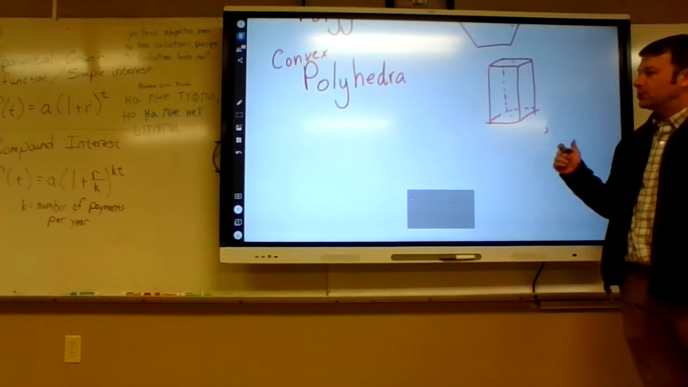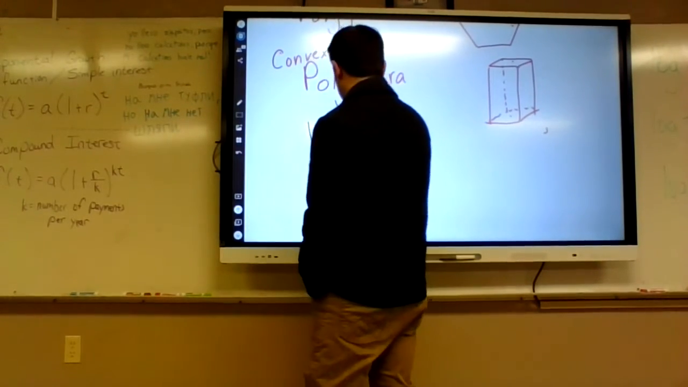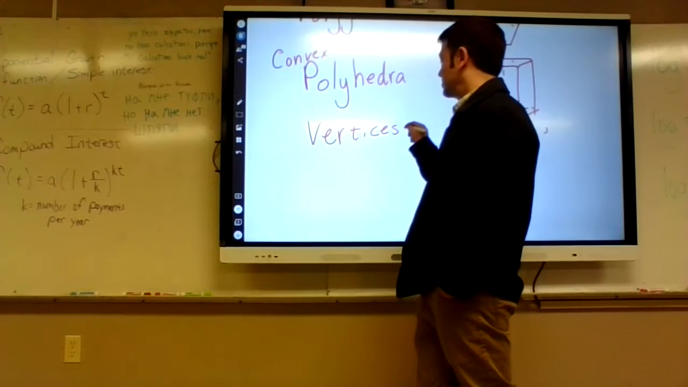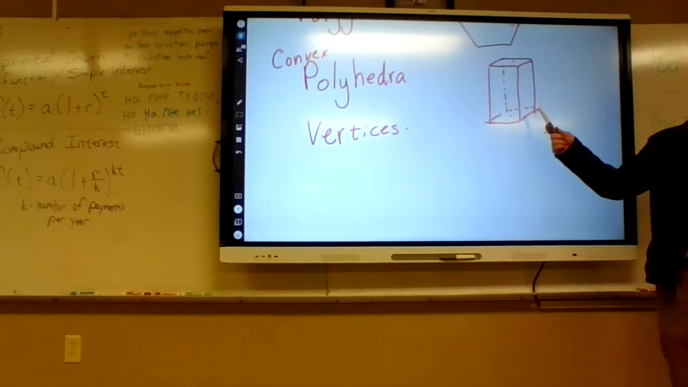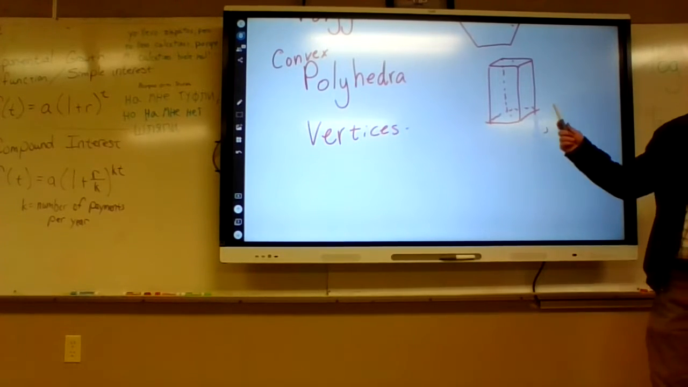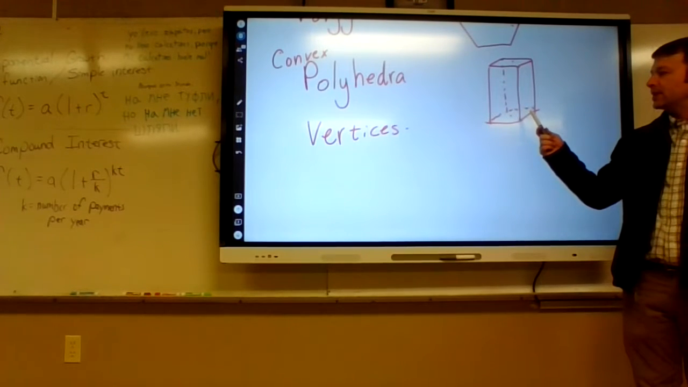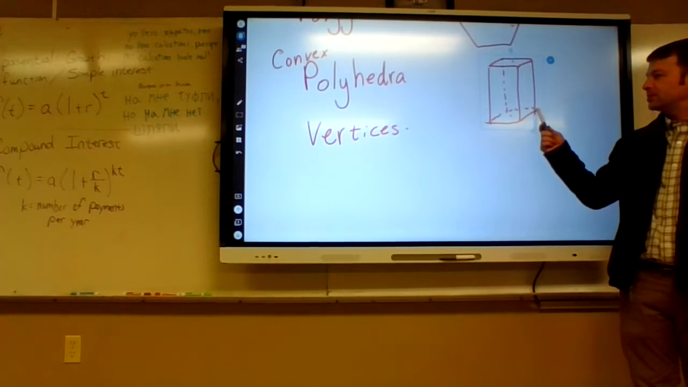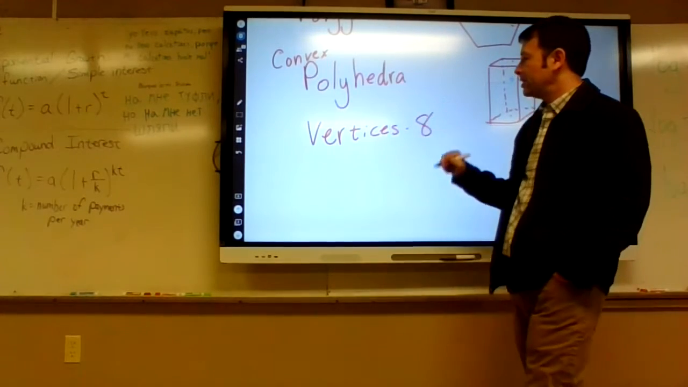Anyways, one of the things we're talking about today is vertices. What do you think vertices means? Corner points. We've used those for polygons. We've talked about those for angles. They're corner points. So how many vertices does this rectangular prism have? How many are on the bottom? 4. And how many are on top? 4. So altogether there are 8.